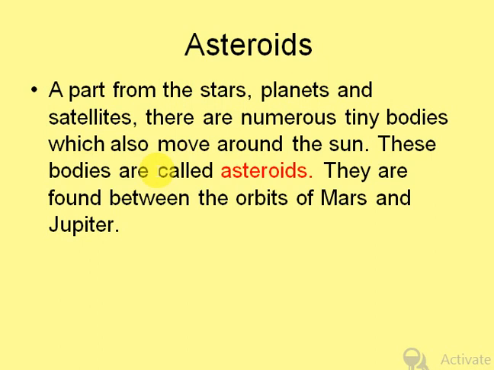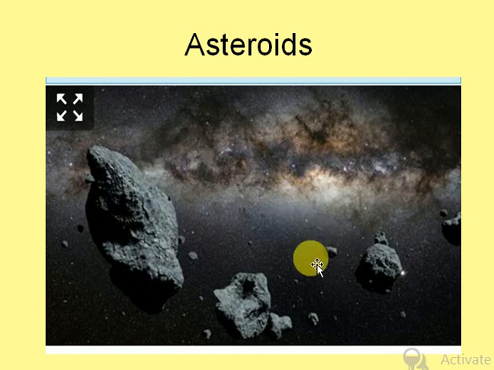Asteroids are smaller than any of the planets, and only a few have a diameter of about 30 kilometers. They are also called planetoids or minor planets. One asteroid called Ida has a tiny moon of its own. It is the smallest known satellite in the solar system. Ceres is the largest asteroid. Here you can see in the picture the different asteroids, the broken pieces of planets.